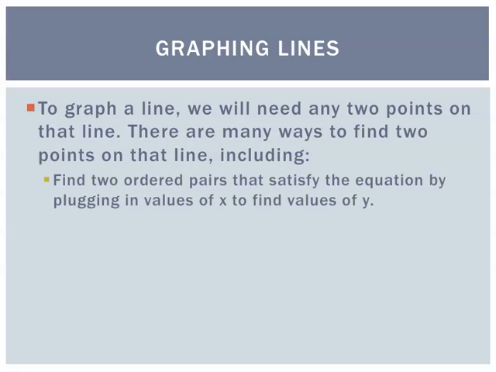One way is finding two ordered pairs that satisfy the equation by plugging in values of x to find values of y. Just plug in a value of x, get a value of y, do it again. And once you have two of them, you can draw a line.